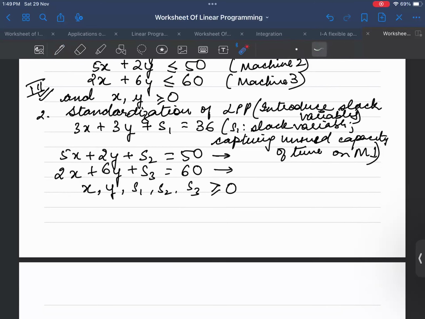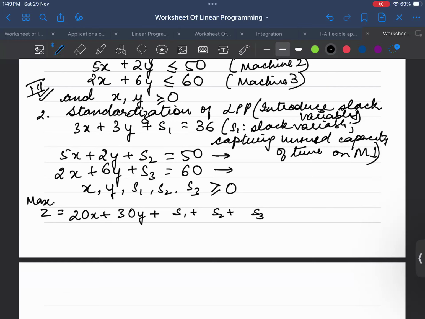Now, for the objective function, as we have added s1, s2, s3 in the solution, their coefficients have to be determined. In the LPP, we need the objective function Z, and it is obviously a maximization case. Z equals 20x plus 30y plus some coefficient of S1, some coefficient of S2, some coefficient of S3. Now what would be the coefficients of S1, S2, S3?